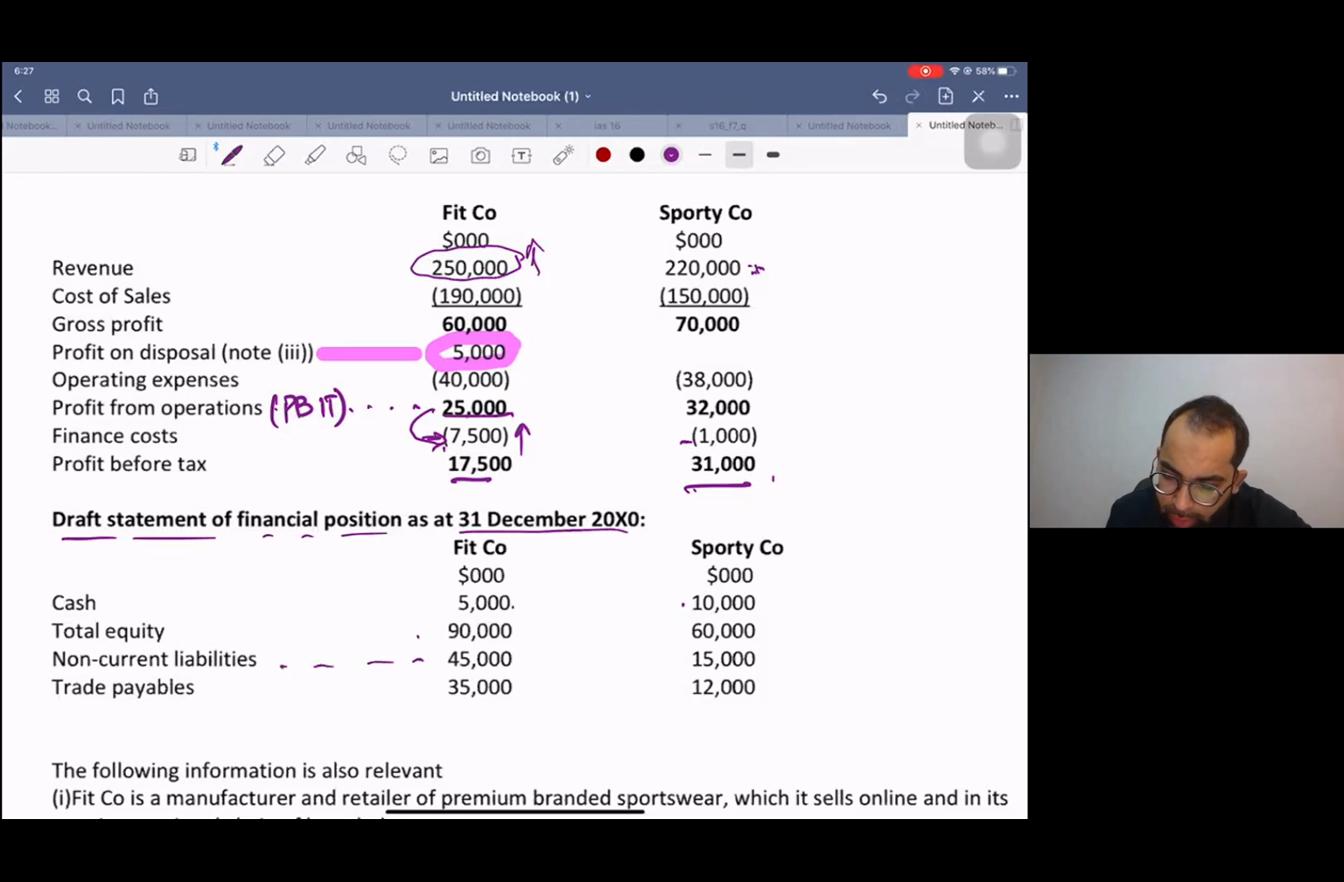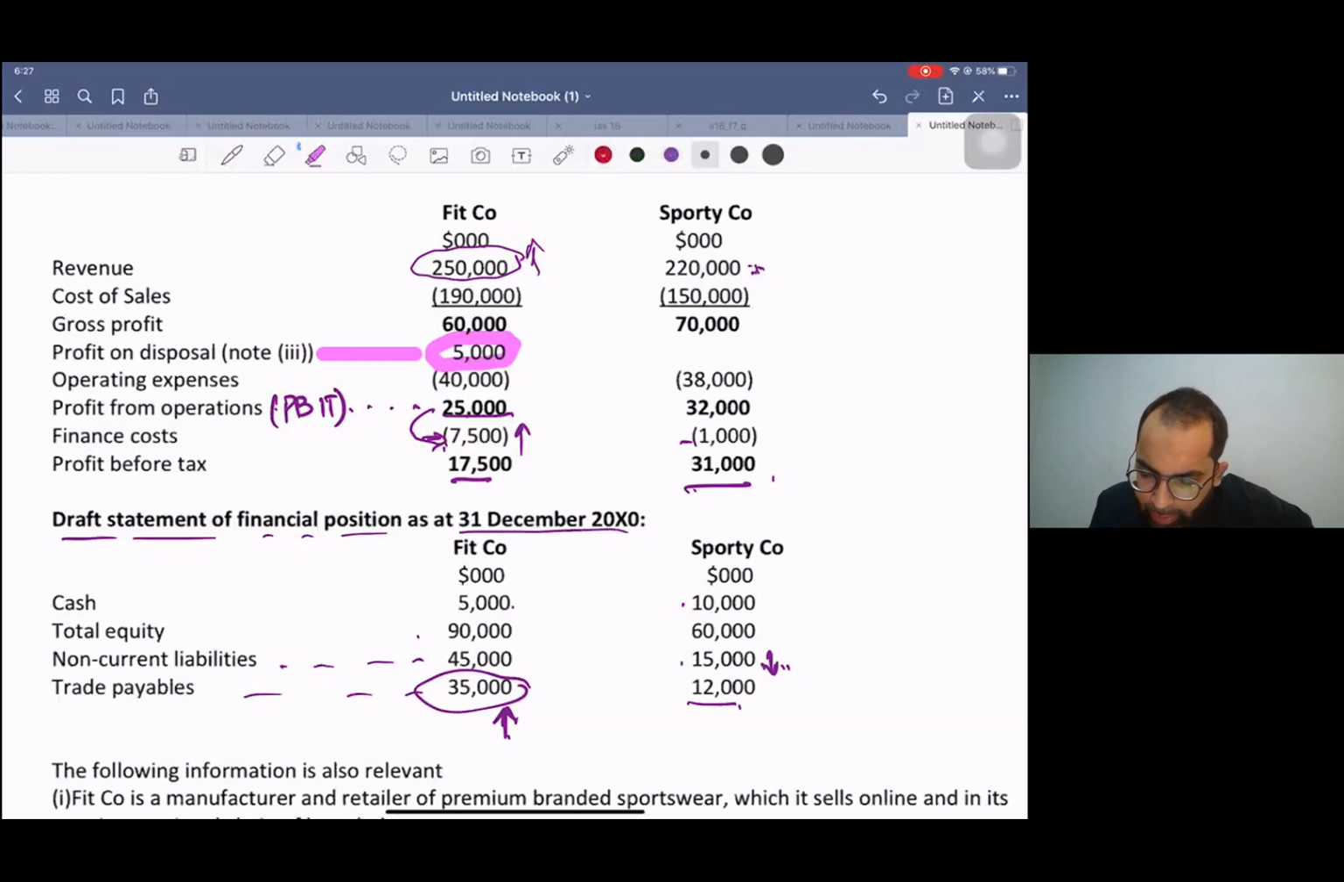Equity, non-current liabilities. See, their non-current liabilities are lower, right? Then trade payables, and this trade payable is significantly higher, and I'll prove that Fit company is not able to pay its creditors on time, right? That's the issue with Fit company. We'll prove it.